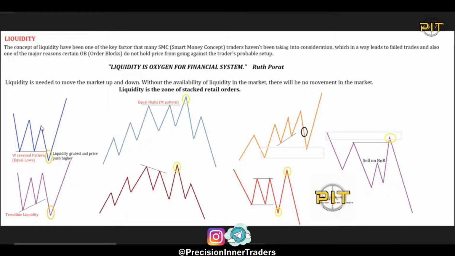But what the institutions will do is this: they will come raid those double lows and then push price in the opposite direction, the intended direction that even the retail traders are looking at. You can see what they would do. They would come, raid it, and then push price to the downside. You can see this concept here.